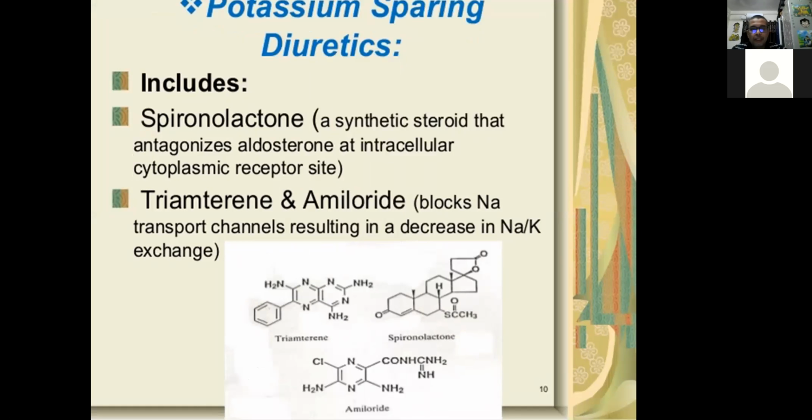Other examples I have not mentioned over here by mistake. It is furosemide, your loop diuretic. They act on your ascending limb, that is the loop of Henle. They act on the sodium-potassium-chloride symporters, which prevents your sodium retention and thus leads to the excretion of more sodium and water. So this is about your loop diuretics.